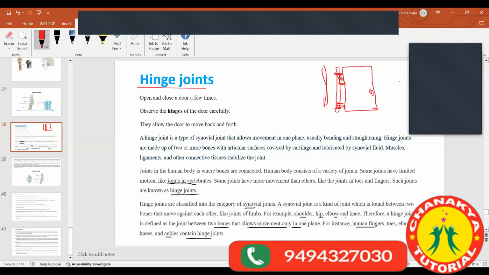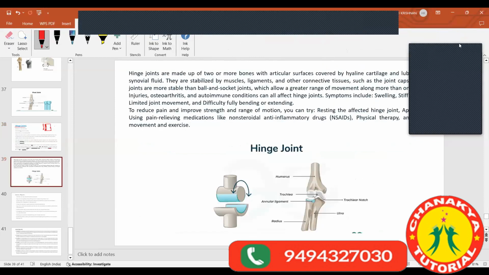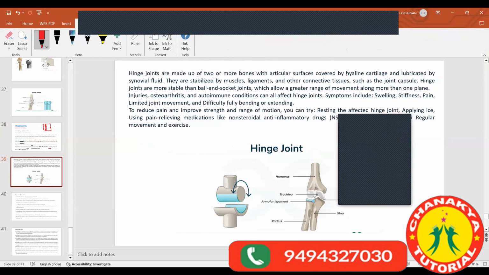Movement is allowed only in the one plane. So for example, human fingers, toes, elbows, and knees. Hinge joints are made up of two or more bones with articular surface covered by hyaline cartilage and lubricated by synovial fluid. As I told you, they are having synovial joint also.